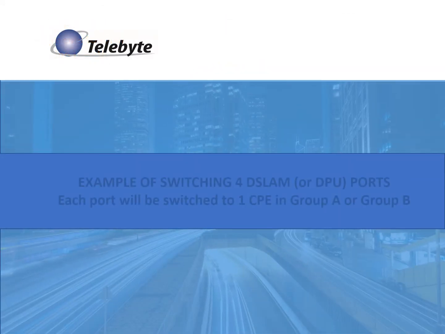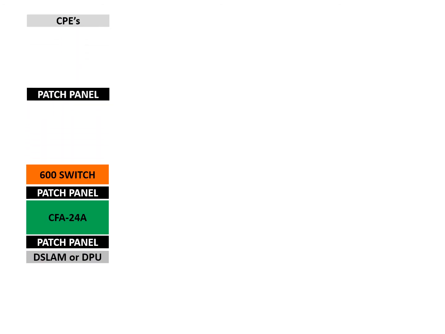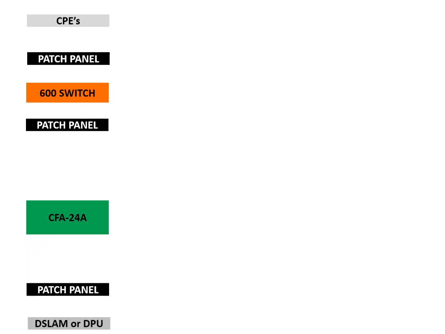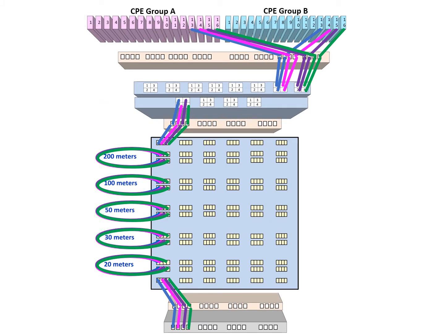Here's an example of switching 4 DSLAM or DPU ports. Each port will be switched to one CPE in Group A or a CPE in Group B. We have our CPE groups, patch panels, 600 switch, DSLAM or DPU, and the CFA24A. Here is an illustration of the equipment setup showing the connections for 4 lines.